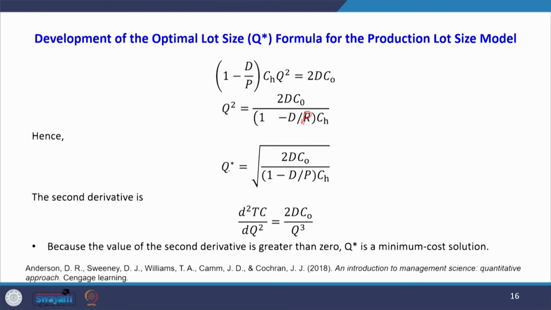Because it is a square, you will take the square root, and you will get Q star. The Q star is our ordering quantity: square root of 2 D C naught upon (1 minus D by P) Ch. The second derivative is positive, that implies that this point is the minimum point. So, what expression did we get here? 2 D C naught upon (1 minus D by P) multiplied by Ch. Here C naught is the setup cost, Ch is the holding cost, capital D is the annual demand, capital P is the annual production level, Q star is the economic production quantity.